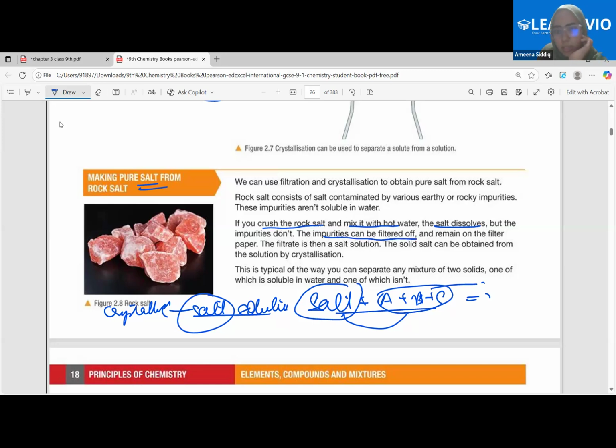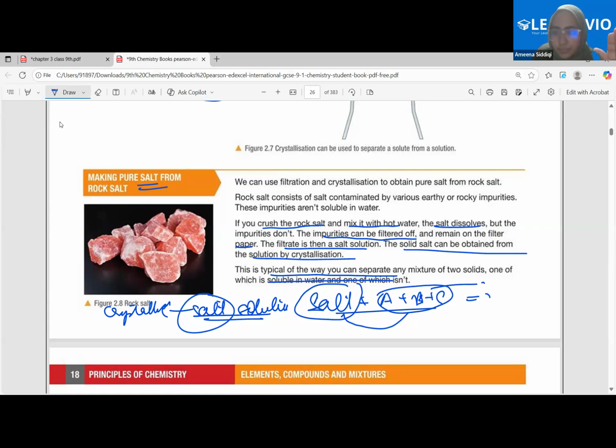The impurities can be filtered off and remain on the filter paper. The filtrate is then a salt solution. Salt solution means salt plus water. We still want to have the salt from that salt solution. That is our point now. The solid salt can be obtained from the solution by crystallization. That is the typical way that you separate it.